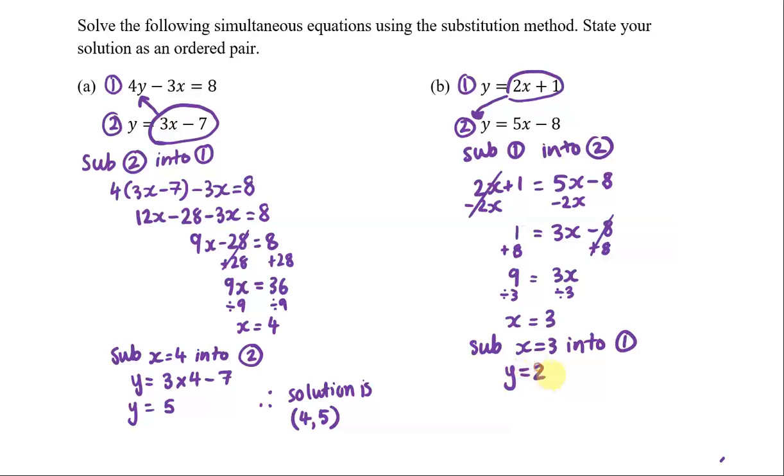y equals 2 times x, which in our case is 3, plus 1. y equals 2 times 3 is 6 plus 1, or y is equal to 7. Therefore, the solution is, in an ordered pair, our x coordinate first, 3, and our y coordinate was 7. Now you can go back and you can check that both of these are the solution by substituting back into both of the equations and checking that these solutions make the equations true.